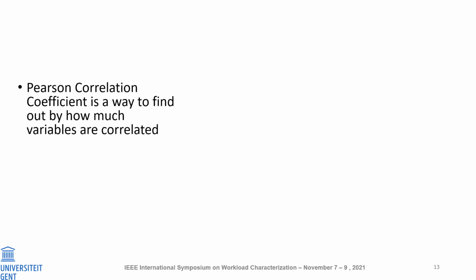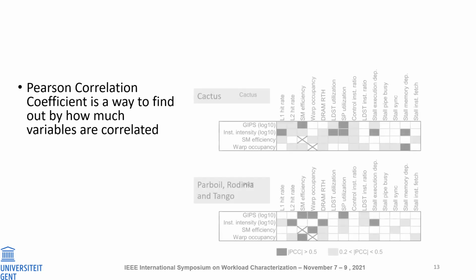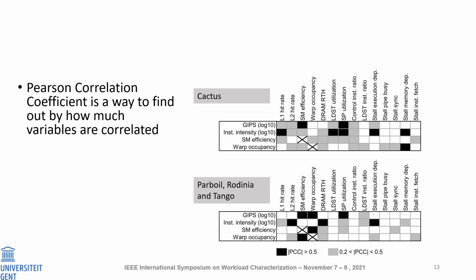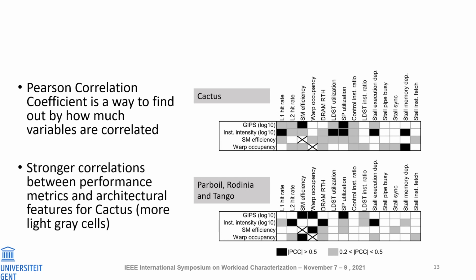We also use the Pearson correlation coefficient method in order to find the correlation between key performance metrics and architectural features. And the result for Cactus and Parboil, Rodinia, and Tango are shown in this figure. We can see that there is stronger correlation between performance metrics and architectural features in Cactus compared to the traditional workloads.